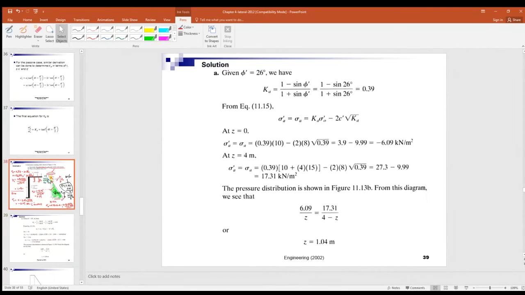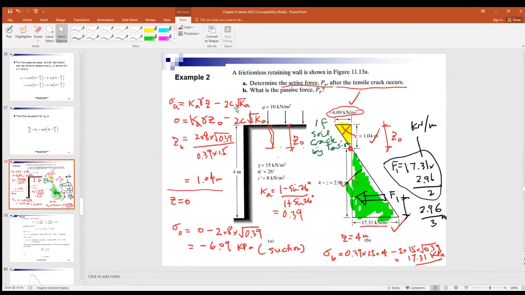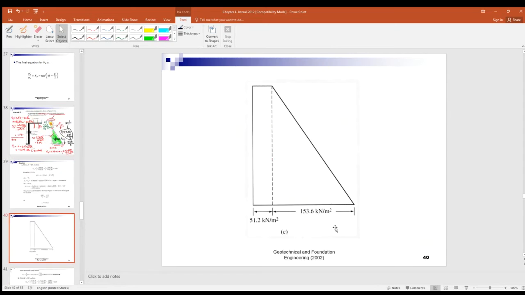Now, the question also asks for what's the passive pressure developed? In other words, if the wall is not going out, but going inwards, towards the soil, right? The wall is moving towards the soil. Then you have to calculate the passive pressure.